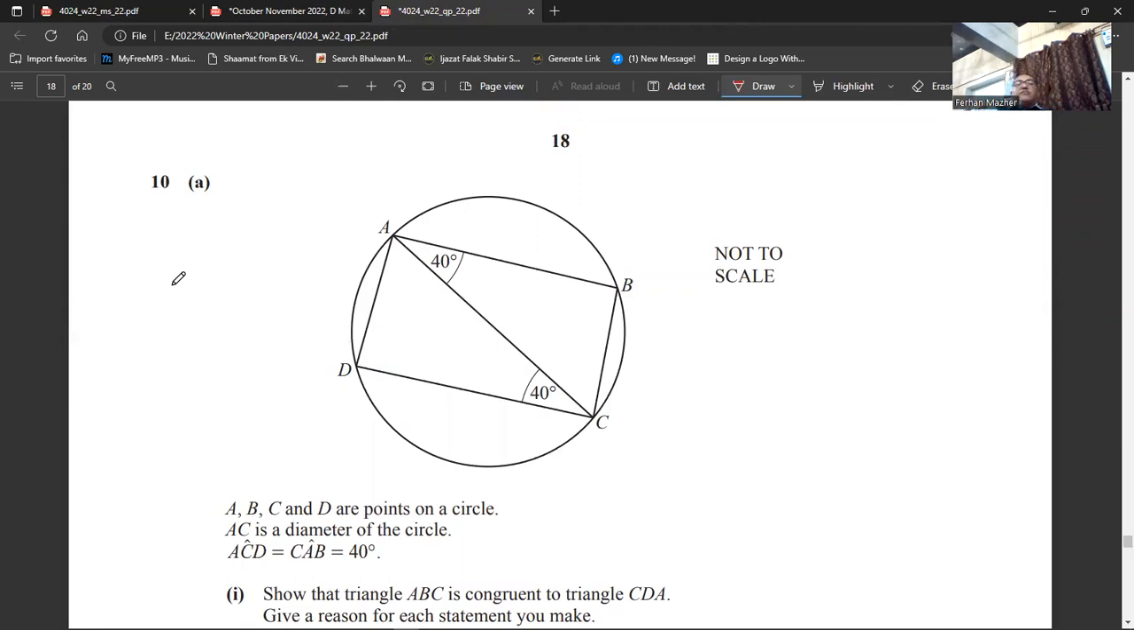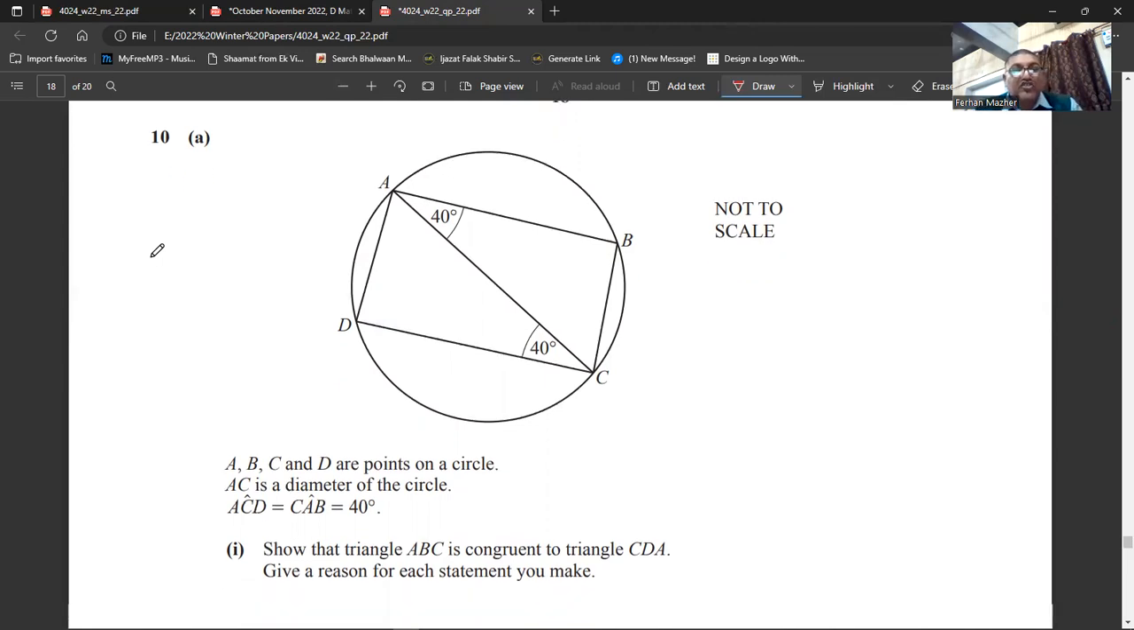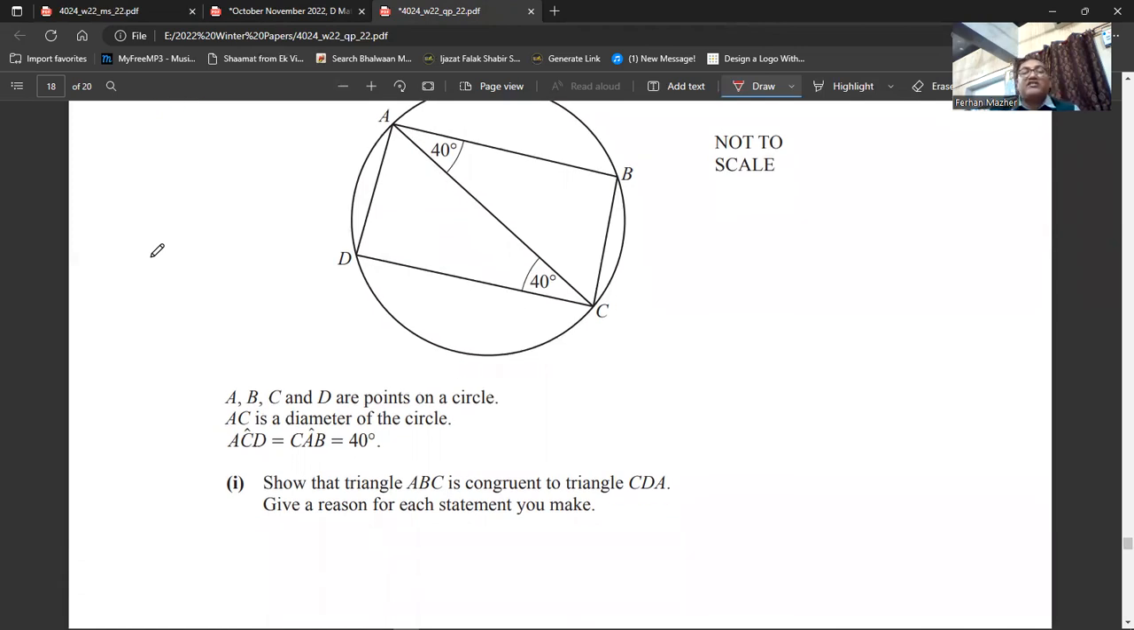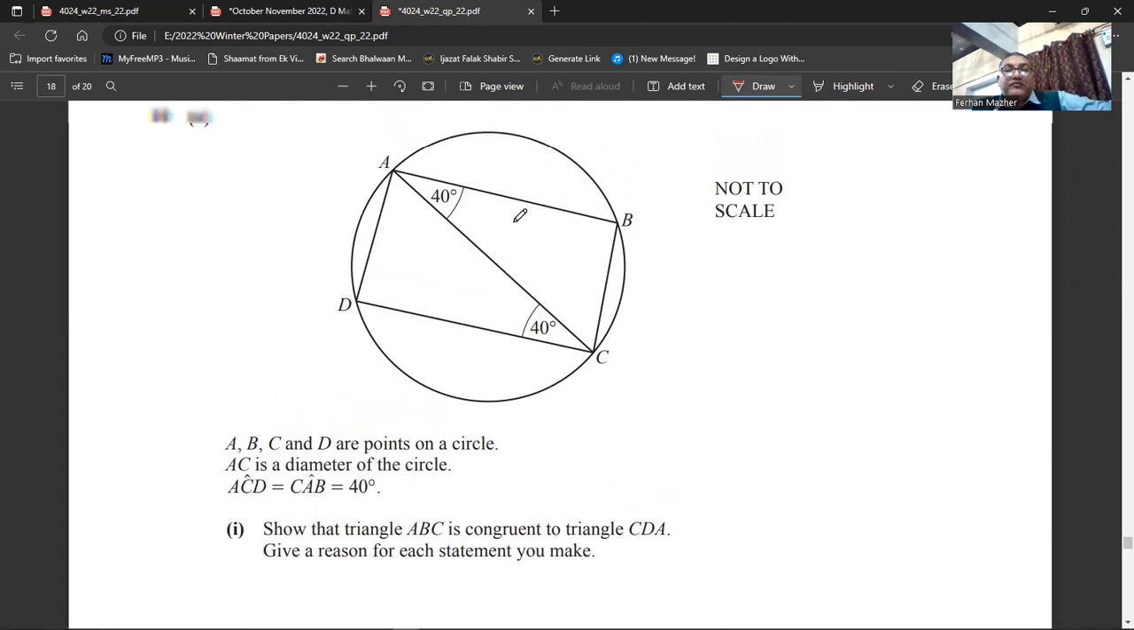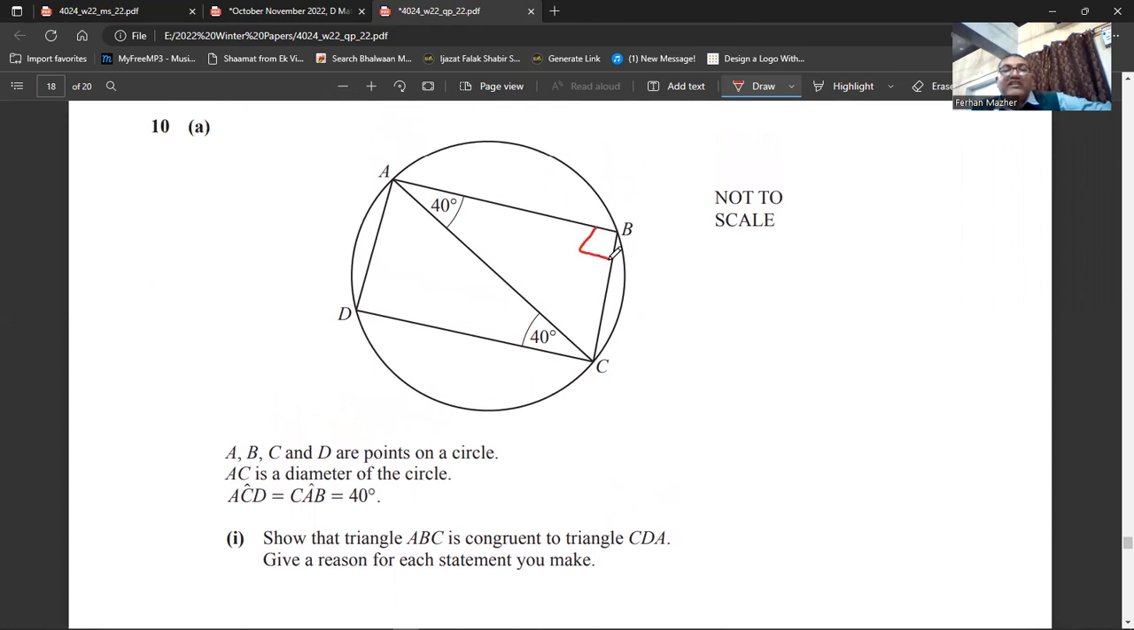He says A, B, C, and D are the points on a circle. AC is the diameter of the circle, okay? And the ACD angle and the CAB angle, they both are 40, okay? So show that the triangle ABC is congruent to the triangle CDA. Give a reason for each statement you make, okay? No problem. This is diameter. So this angle is 100%, how much? 90 degree. This angle will also be how much? 90 degree. Because this is the right angle in the semicircle. This is also the right angle in the semicircle.